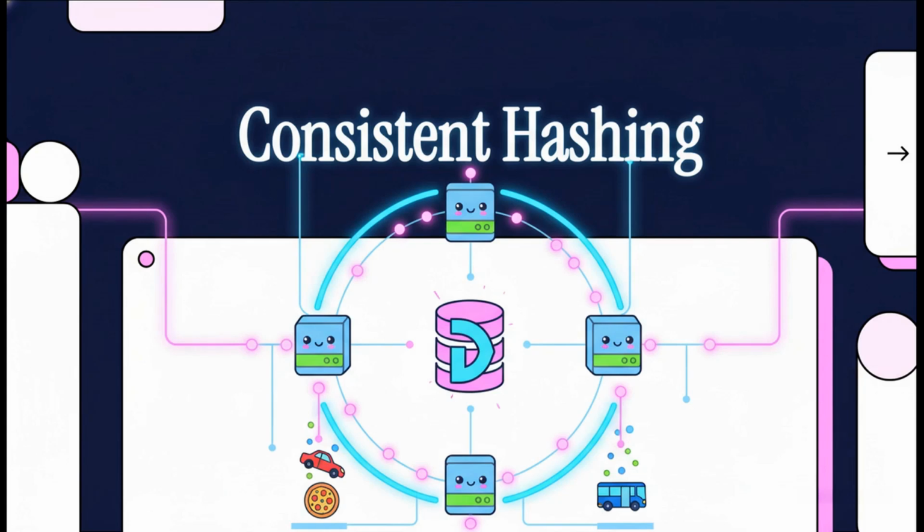All right, let's get right into it. Today, we are talking about one of the most elegant, most foundational algorithms in all of distributed systems. Seriously, this is the secret sauce behind huge services like Amazon's DynamoDB, and really countless others. This is the invisible engine that makes the internet scale.